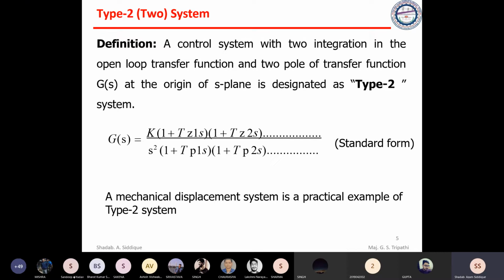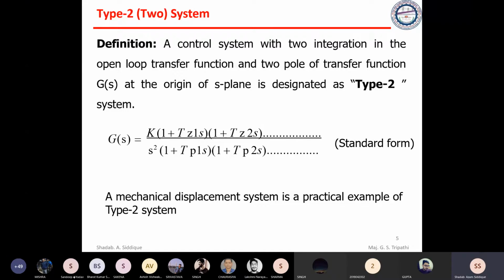Then we went through the time response of a second order control system subjected to a unit step input function. So we derived the time response of a second order control system by taking the standard transfer function of the second order control system, that is C of s divided by R of s is equal to omega n square divided by s square plus 2 zeta omega n s plus omega n square.